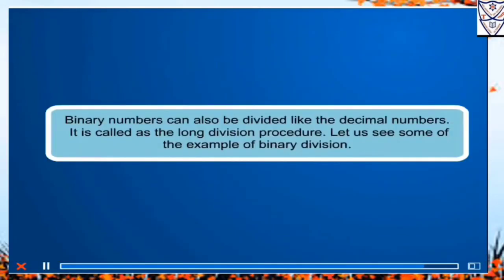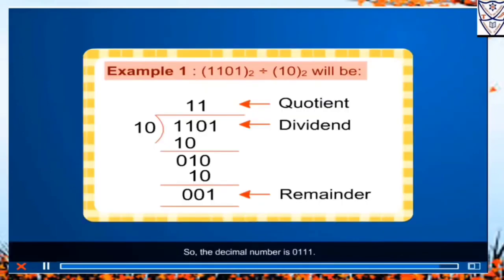Binary division. Binary numbers can also be divided like the decimal numbers. It is called as the long division procedure. Let's see some of the example of binary division. So the decimal number is 0111.